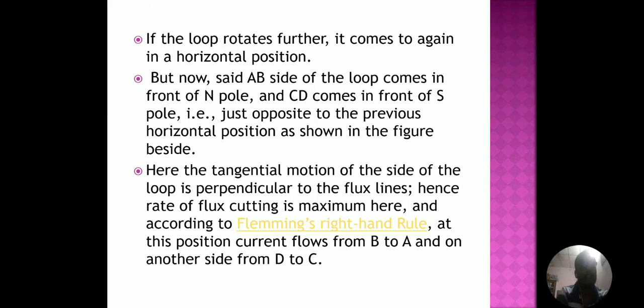Here the tangential motion of the side of the loop is perpendicular to the flux lines, hence the rate of flux cutting is maximum. And according to Fleming's right hand rule, at this position current flows from B to A and on the other side from D to C.